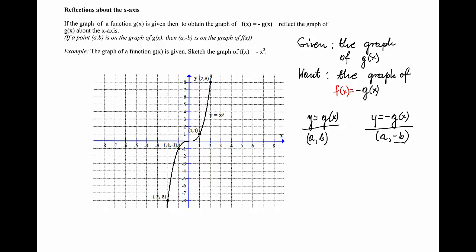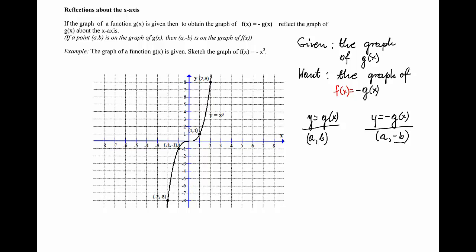Since the points (a, b) and (a, negative b) are symmetric with respect to the x-axis, the graphs of g of x and negative g of x are also going to be symmetric with respect to the x-axis. Therefore, to obtain the graph of negative g, we must reflect the graph of g about the x-axis. So let's look at an example.